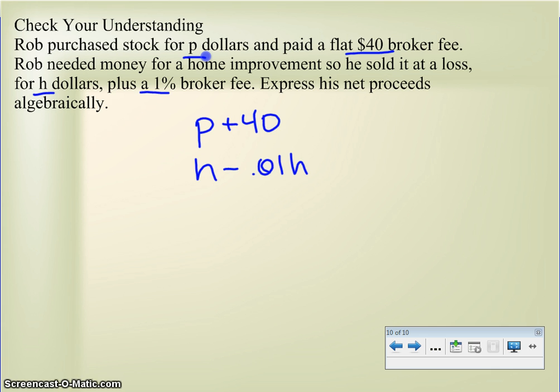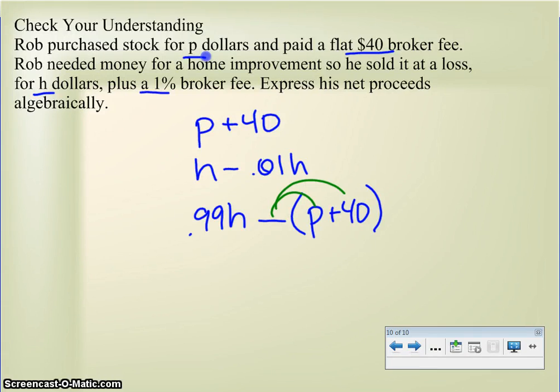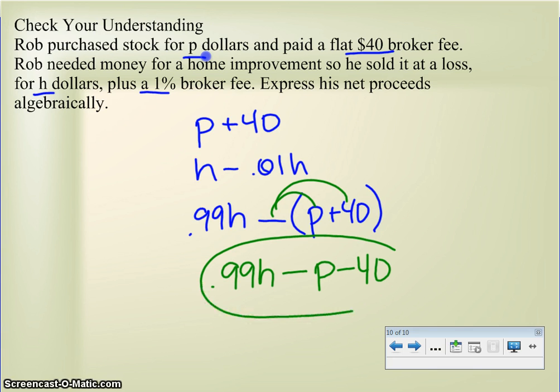So now let's go ahead and break it down. Well, H minus 0.01H is 0.99H, minus the whole P plus 40. Now it's really easy to make an error here. Remember that the P plus 40 is a unit in itself, so it needs to be in parentheses so that we can apply the negative sign to both the P and the 40. So my final answer ends up being 0.99H minus P minus 40. And there's my equation algebraically.